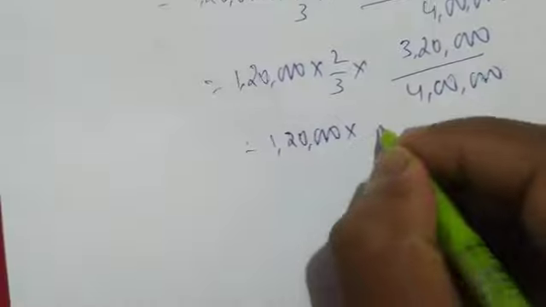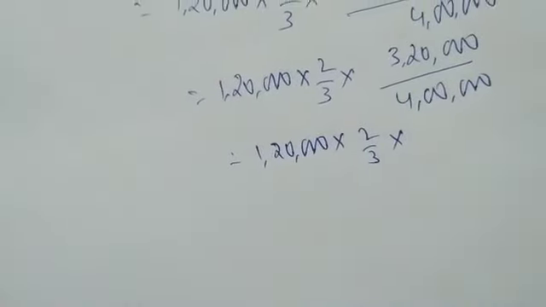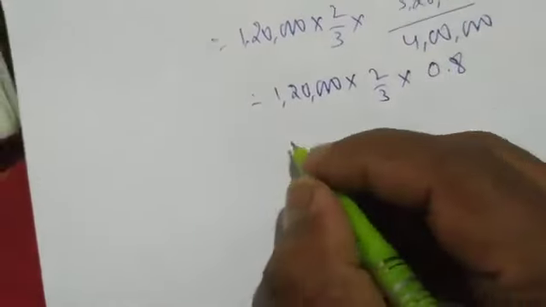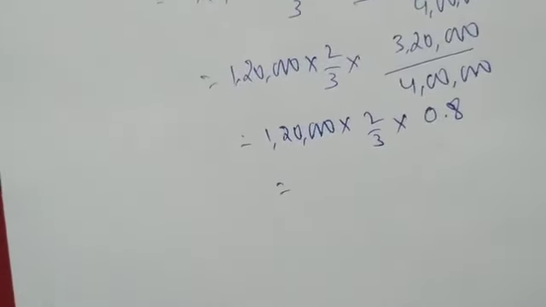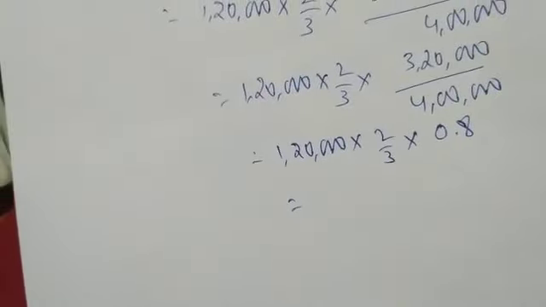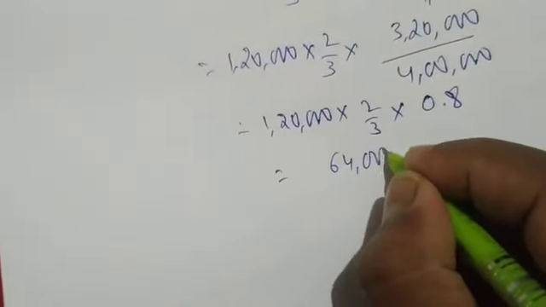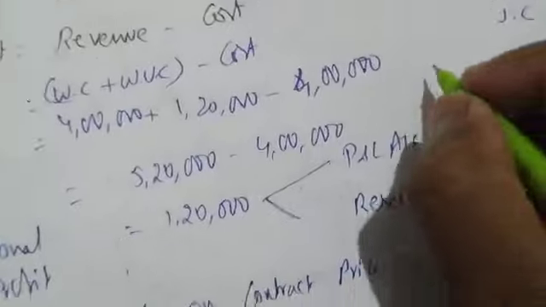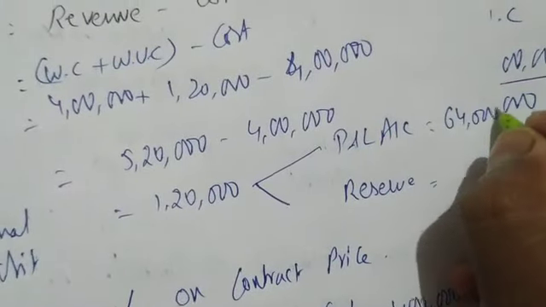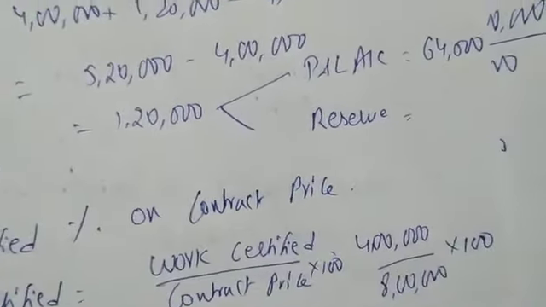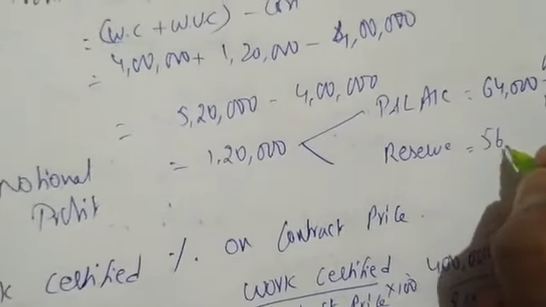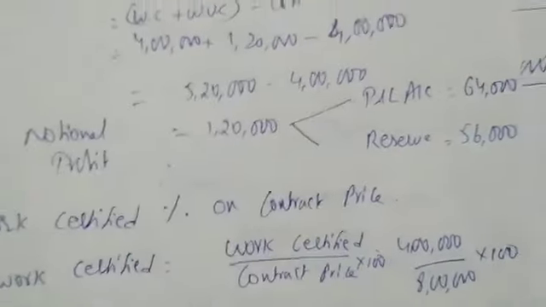1,20,000 into 2 by 3, 3,20,000 divided by 4 lakhs. Again you are getting 0.8. So 1,20,000 into 2 by 3 into 0.8, 64,000 you are getting. If you do the calculation, you will get 64,000. So from 1,20,000 you transfer 64,000 to profit and loss account. From 1,20,000 minus 64,000, you are getting 56,000. You keep that as reserve. Got it?